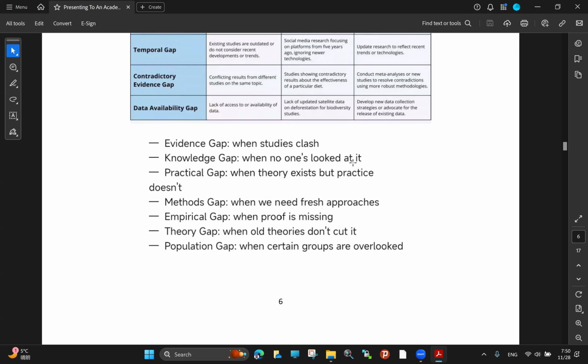A theory gap, where the old theories don't just fit anymore, right? So maybe the way we build our roads, in a certain way, we thought that human beings cannot go beyond a certain limit, right? So maybe we're only doing 2-lane roads. But with time, you brought up a new system of, let's say, a 6-lane road, and you show us how we can interchange and all that. That also gives us that novelty. And of course, a population gap, where certain groups are overlooked.